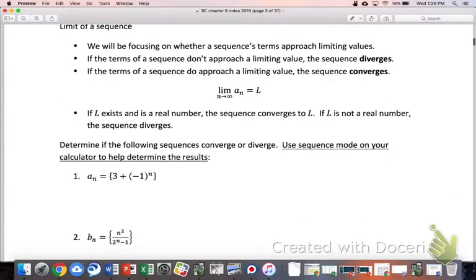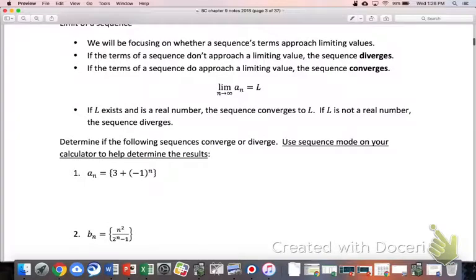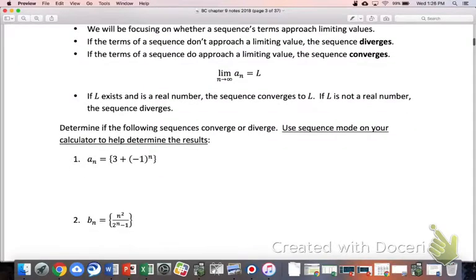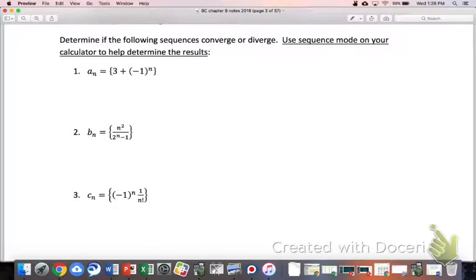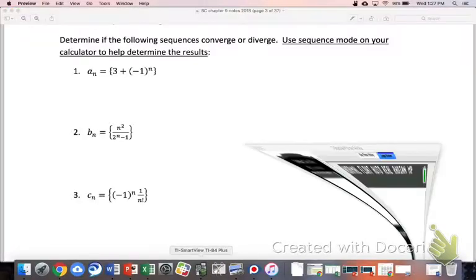So grab your calculators. We're just going to jump up to here. Grab your calculators. We'll do one or two of these. Yeah, this will work time-wise. So take a look at that first one right there. It's 3 plus negative 1 to the n.